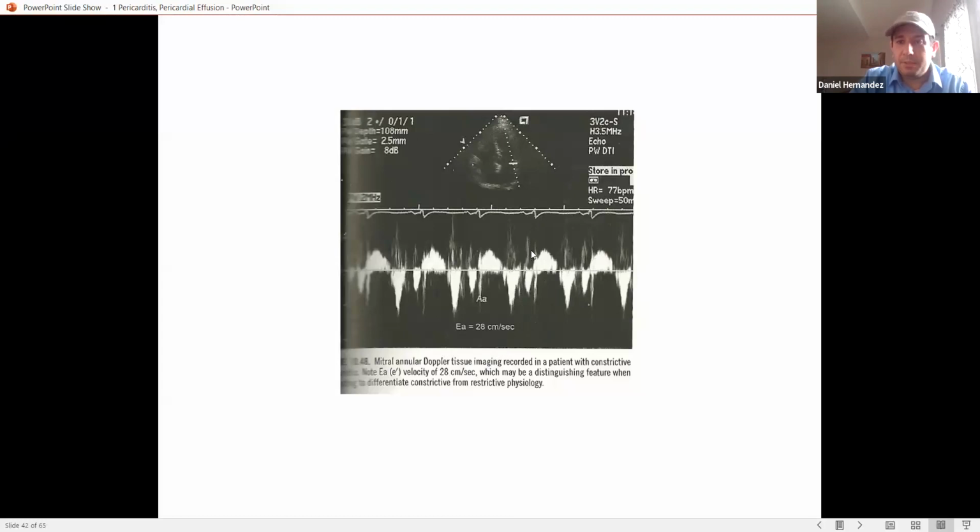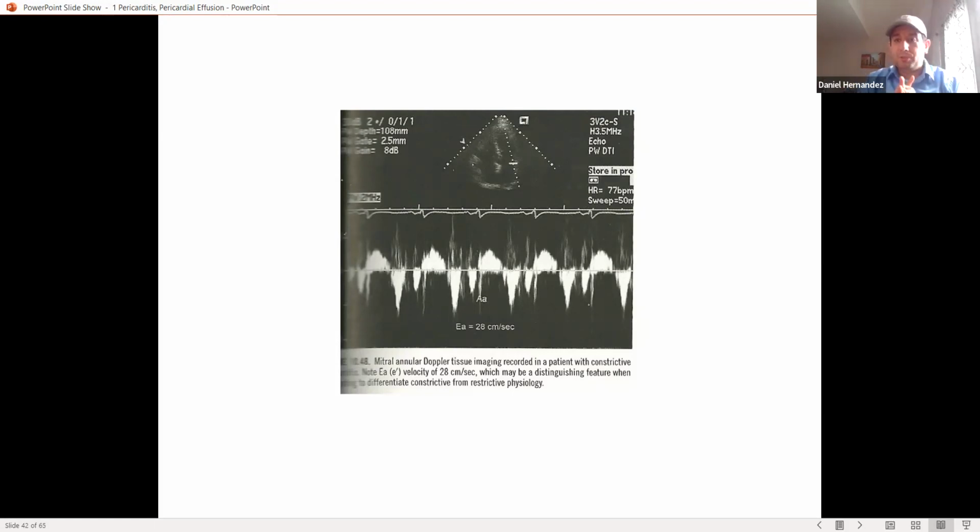So I'm just gonna focus on this for a minute. Basically what this is saying is that with our tissue Doppler, patients with constrictive pericarditis could have an increased E wave here just because we have increased early rapid filling. So we can have increased annular movement during that E period.